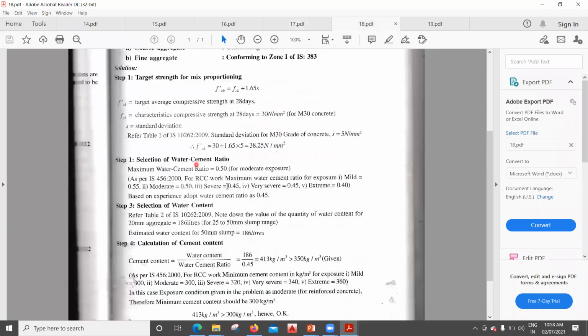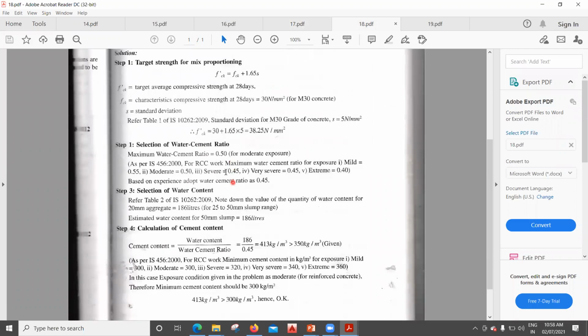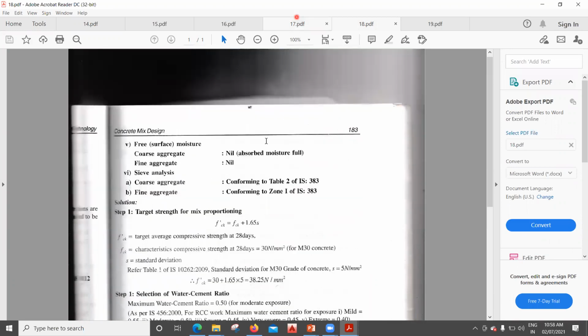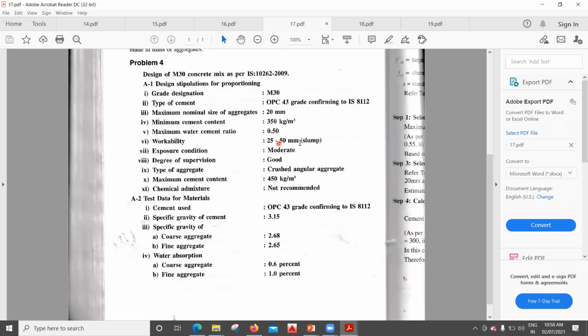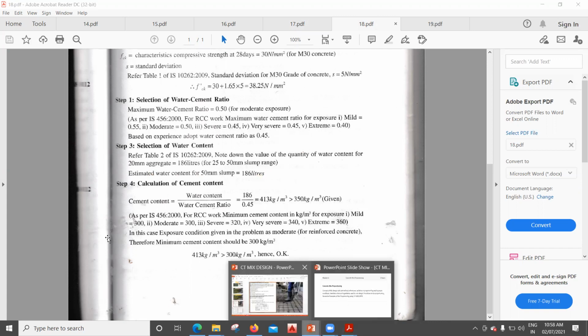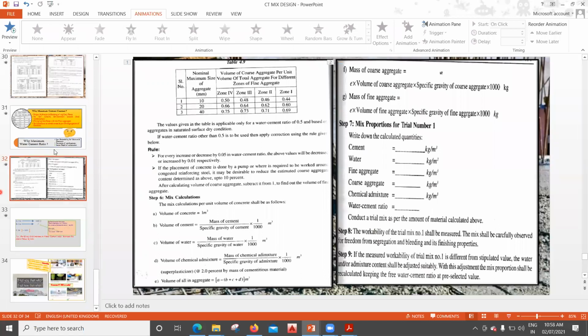Selection of water cement ratio: we will adopt it as 0.5. If you take 0.5 now, directly you don't have to put that correction factor. Here again there is no admixture used, so whatever answer you're getting is fine. One thing you need to understand: what is the slump given in this question? The workability they want is a slump of 25 to 50. That means our table is also made for 50, so again you don't have to put the correction factor here. Estimated water content for 50 slump is 186 liters. That means, if I go back here, this value you have to take directly as 186.